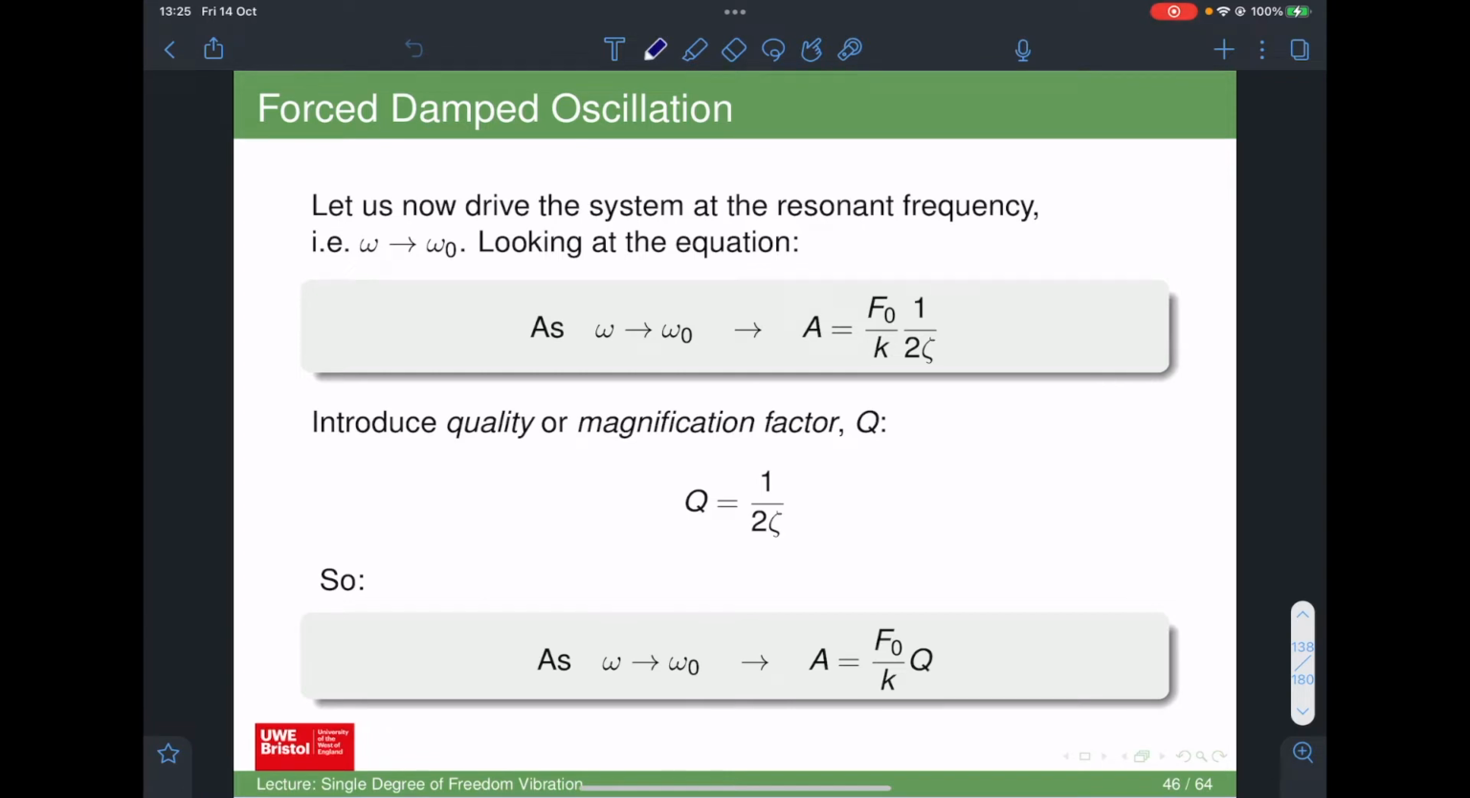Often we replace 1 over 2 zeta by Q, which we call a magnification factor. Q could stand for quality, and it's about the quality of the oscillator or the oscillation. Something with very low damping has a good quality oscillation. Something with very high damping has poor quality oscillation. Obviously, if zeta goes up, Q goes down, and likewise if zeta goes down, Q goes up. So it's the inverse relationship. But basically, you can multiply the static displacement by Q, and you end up with the amplitude, depending on your frequency ratio.